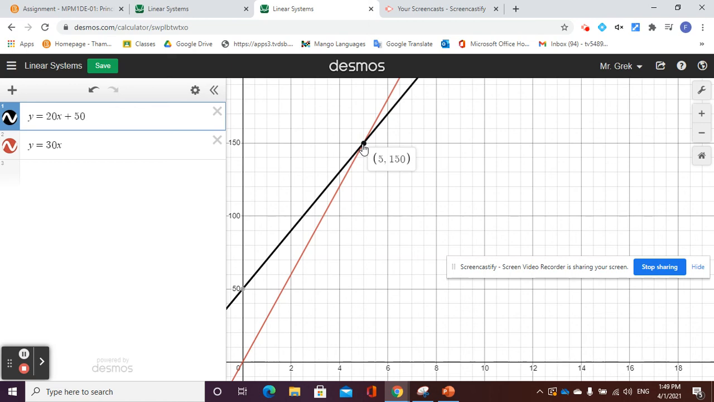When is one option better than the other? And then at that solution point, the two options are equivalent.